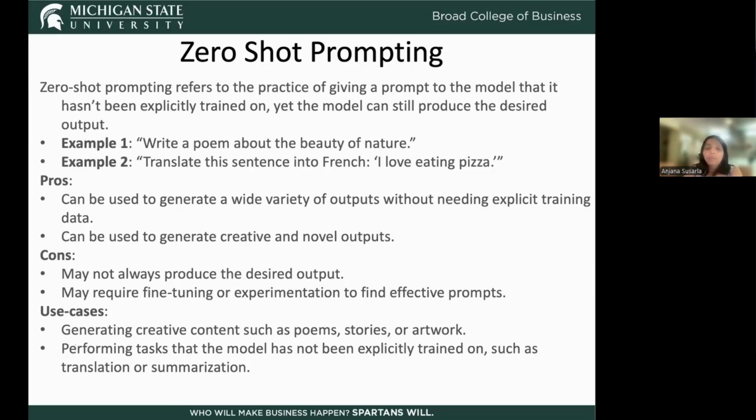What is the problem with that? Well, sometimes there will be hallucinations, or sometimes it will give you an output. But is that really helpful? Do you need additional fine-tuning, or do you need to experiment to find the right prompts? How do we find these right prompts, right?